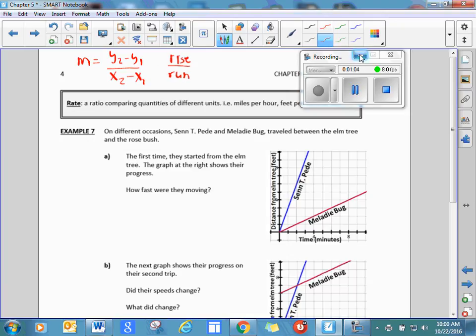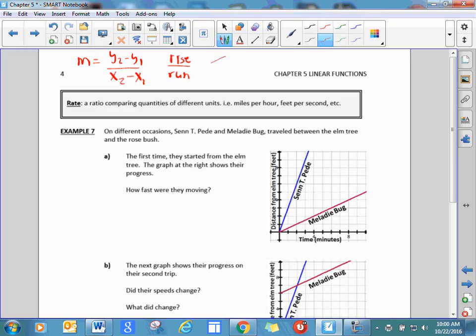We're also remembering that a positive slope rises from left to right, a negative slope falls from left to right, a horizontal line has a slope of 0, and a perfectly vertical line has an undefined slope. You can't calculate it because you're dividing by 0. Okay, so there's our little bitty review.